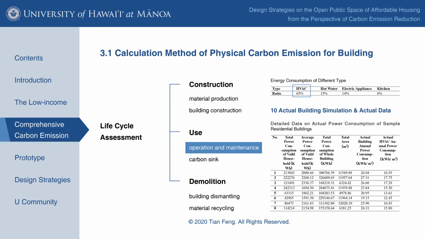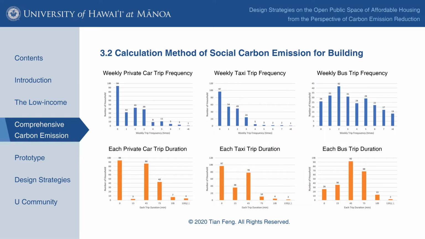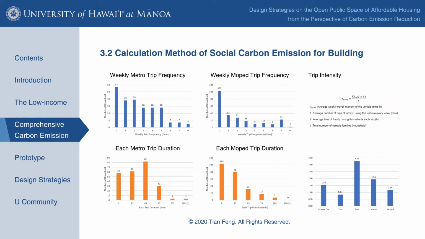Besides, the data is revised by the actual electricity data of 10 affordable housing. This step is essential, as the living habits of the low income are different from the other groups. Then we come to the social part. I collected travel activities data from 237 low-income families by questionnaires. The frequency and duration of different travel types for their unnecessary activities, and also trip intensities, are collected.